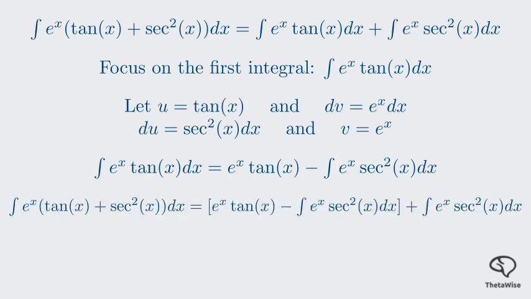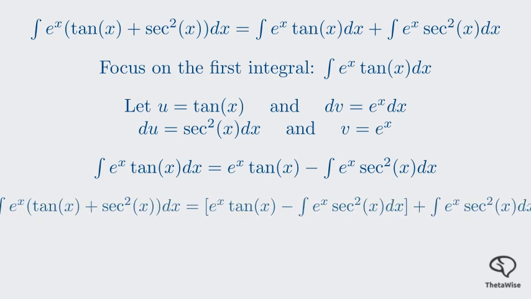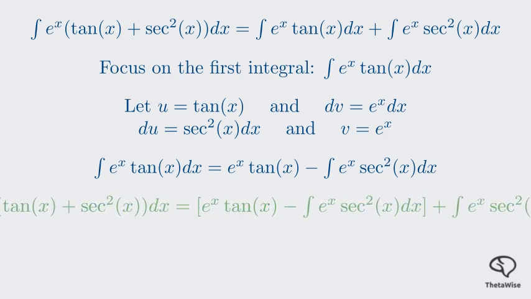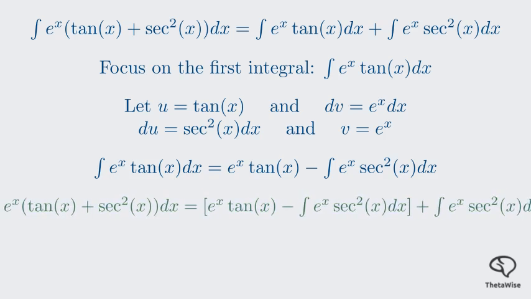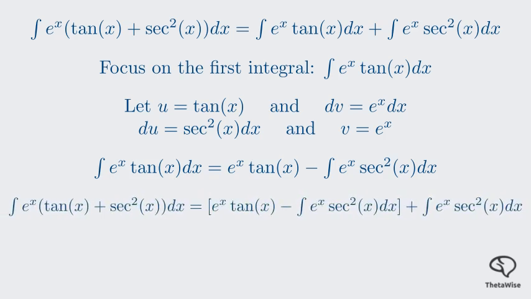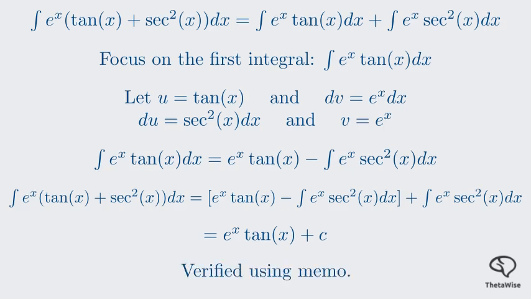Now let's substitute this back into our original equation. Notice what happens here. We have a negative integral of e to the x sec squared of x dx and a positive integral of the exact same term. They cancel out. The two integrals sum to 0, leaving us with just e to the x tan of x. We add the constant of integration, c, to get our final answer. It's the same answer we found instantly by recognizing the pattern. The memo confirms our result.